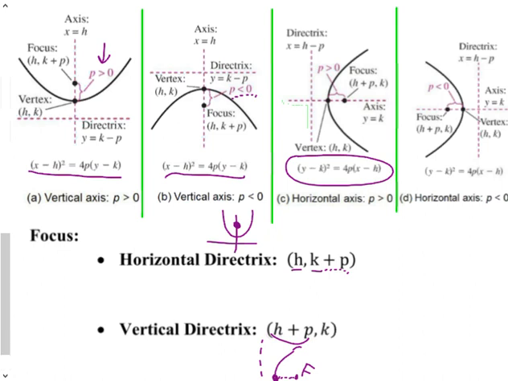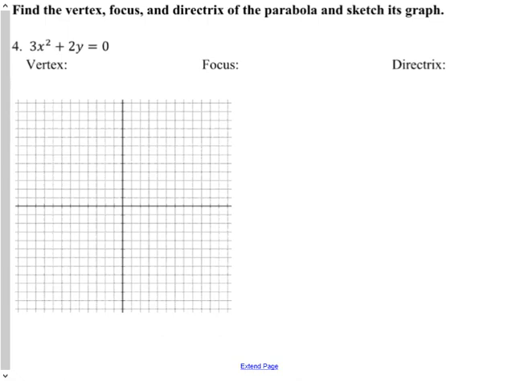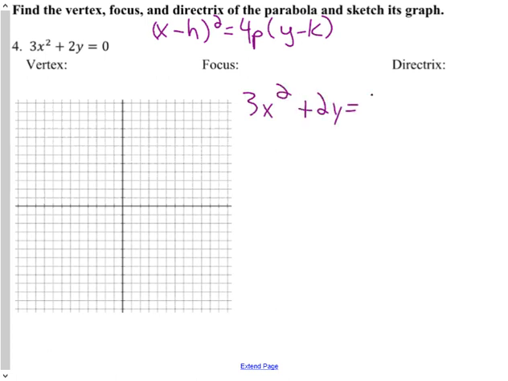So let's get a problem or two in. We've got 3x squared plus 2y equals 0. Solve for y, x squared, right? Because our standard form is x minus h squared equals 4p times y minus k. Now we won't have a lot for h and k at the start, but we'll move into that as we go. So here 3x squared plus 2y is 0. Subtract 2y from each side, we get 3x squared equals minus 2y, and then we need to divide by 3.